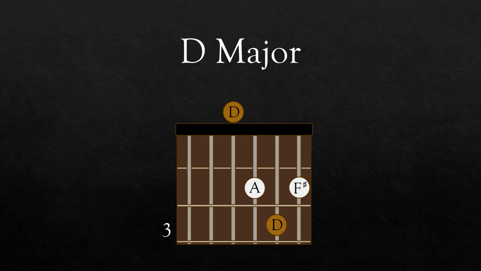The final chord, D major, features its nut side root note on the open D string and its bridge side root note on the 3rd fret of the B string.